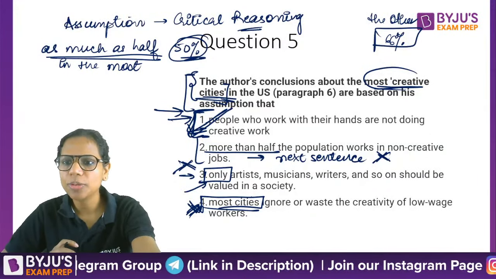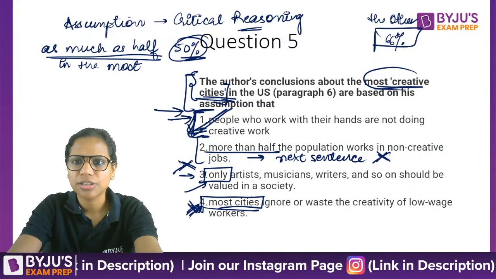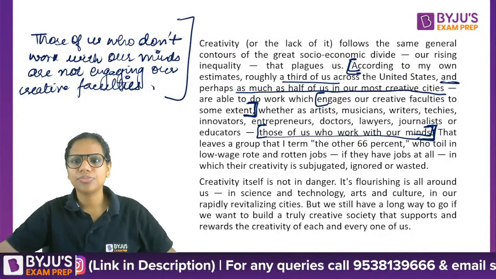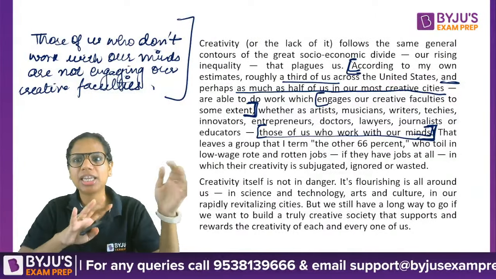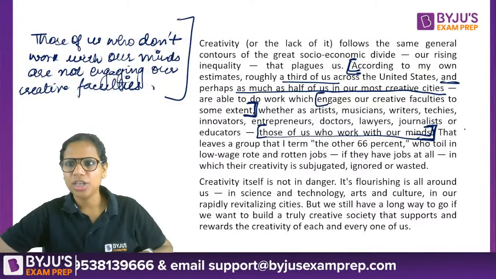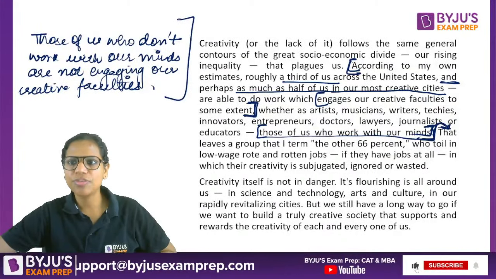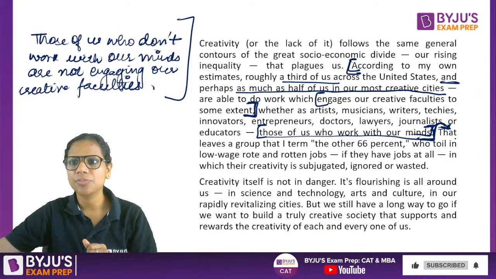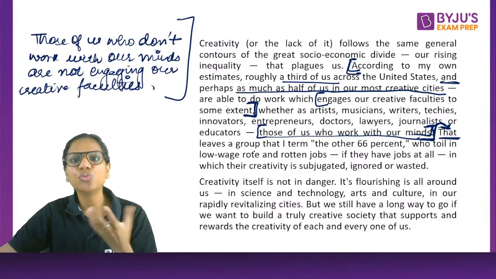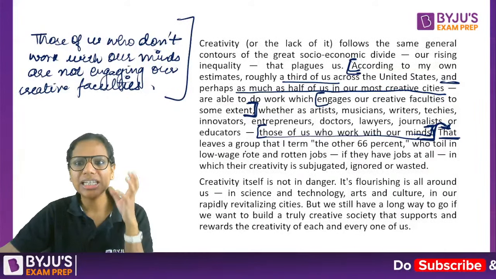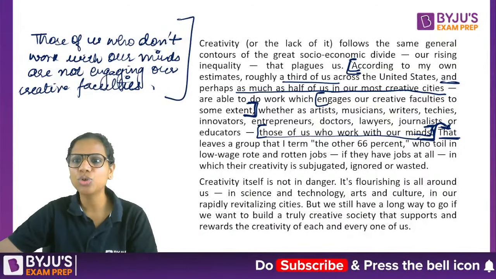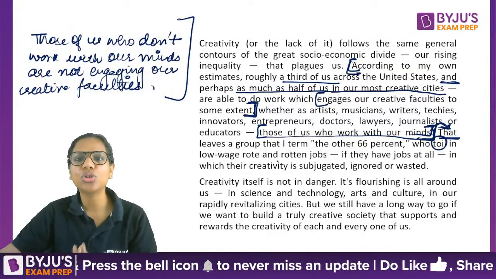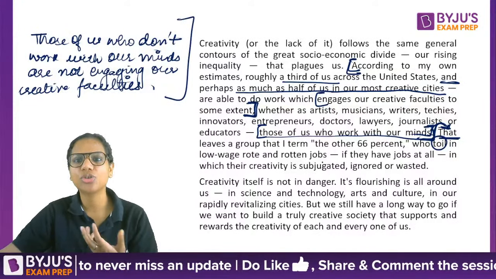How can we assume the "not" part? See this. Those of us who work with our minds, they engage. That's because of the next sentence also. If I look at the context, then I can. See, that leaves a group. So which group is the author leaving? That leaves a group that I term the other 66% who toil. Toil is usually used for hard manual work. Who toil in low wage, rote and rotten jobs.